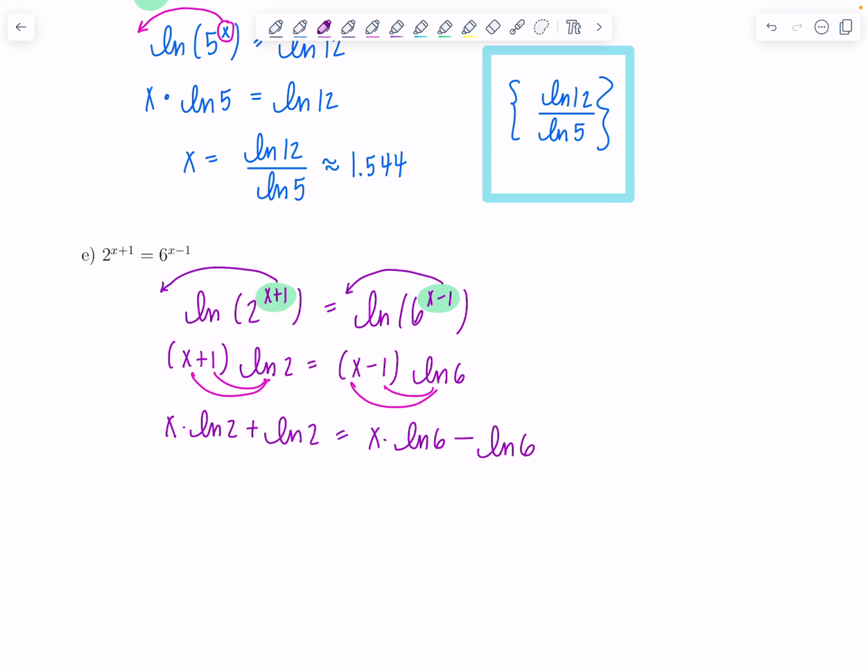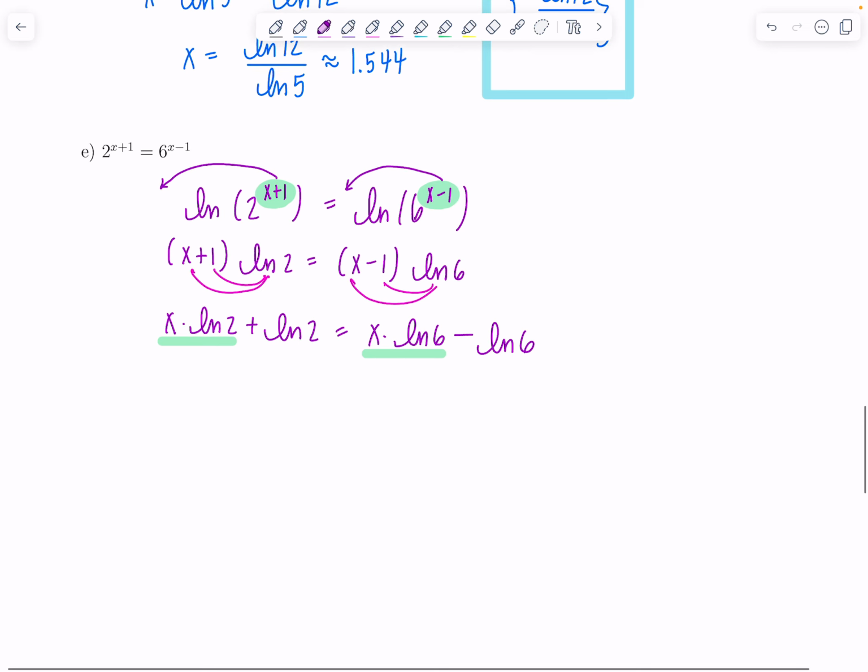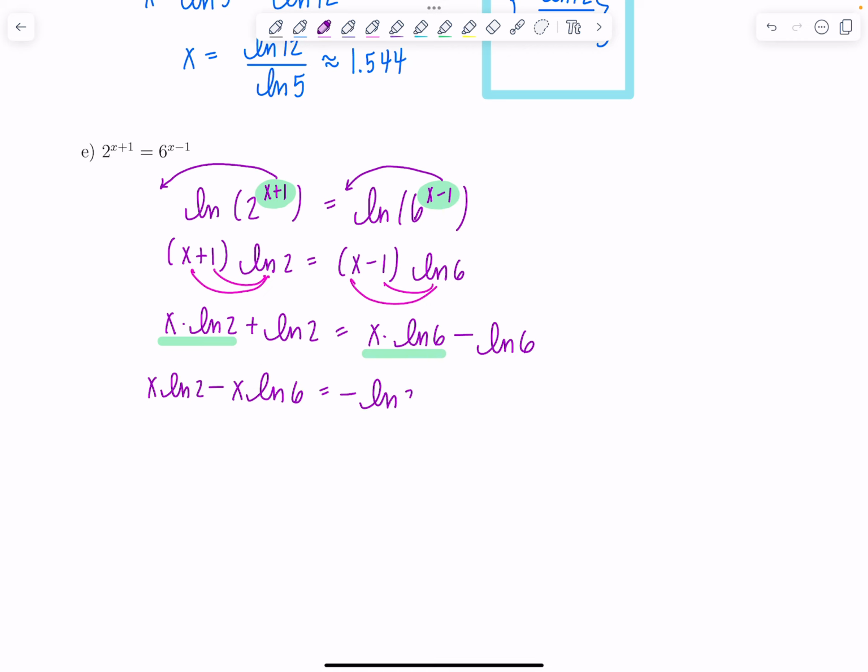And then now the terms that have x's need to be together. They're so lonesome without each other. So we're going to put them on the same side of the equation, and everybody that doesn't have an x gets exiled to the other side of the equation. So we have x ln of 2 minus x ln of 6 equals negative ln of 2 minus ln of 6. Oh, we're almost there.